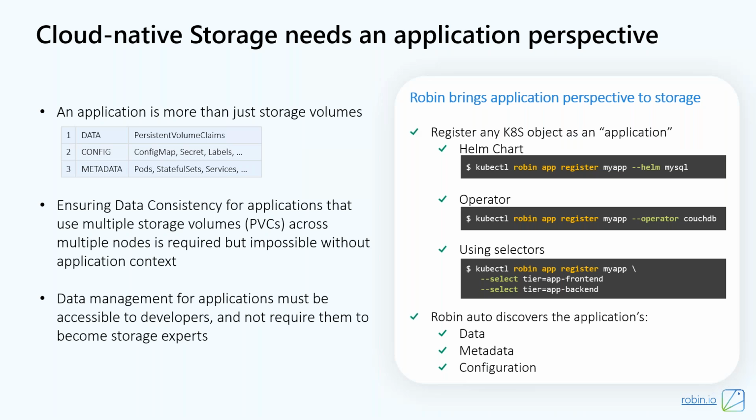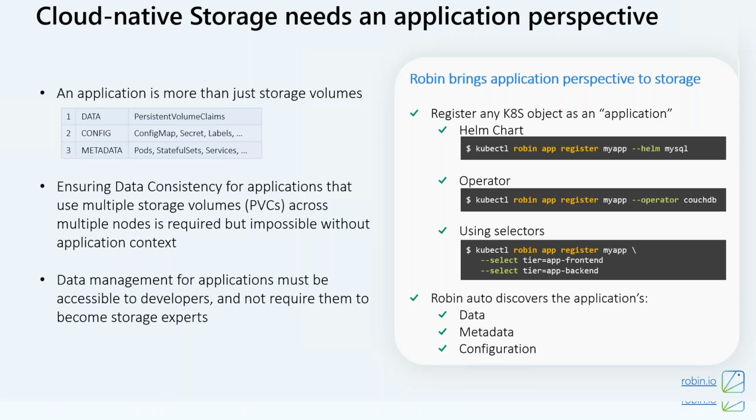With a single command, you can register any Helm application or an operator deployment to be a Robin application, right? And from there onwards, Robin will take care of managing all of the components of the application. All of the related objects will be wrapped in a single entity, and it makes it really easy for developers to then snapshot or back up those applications.